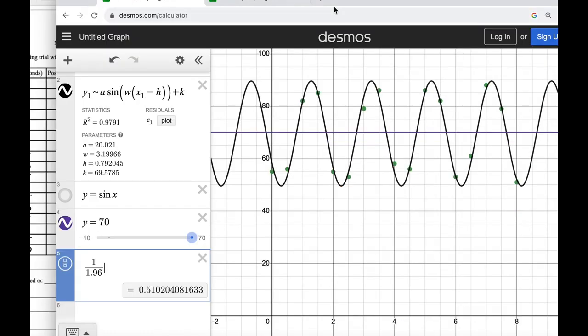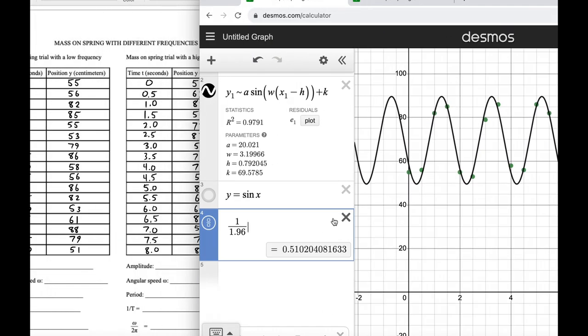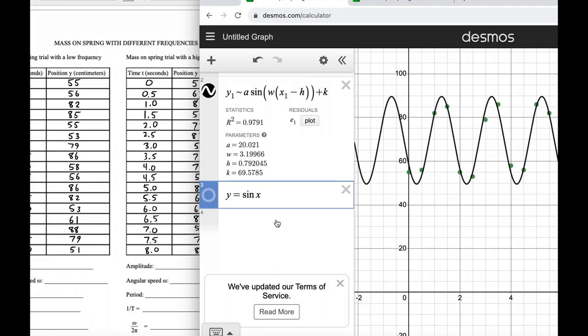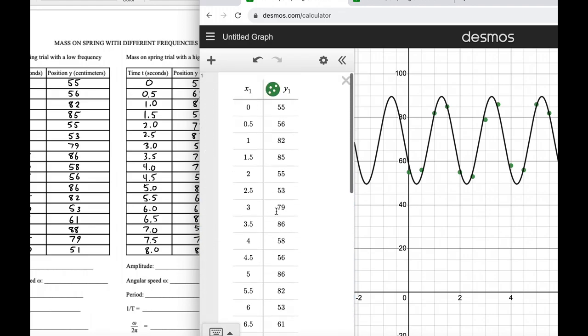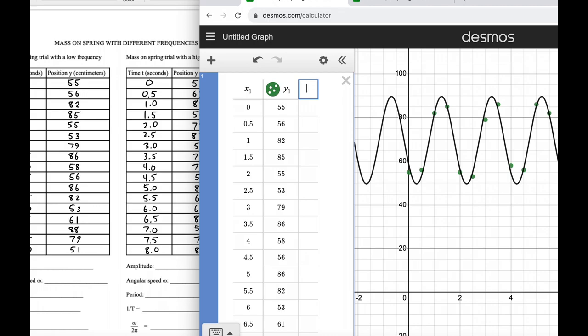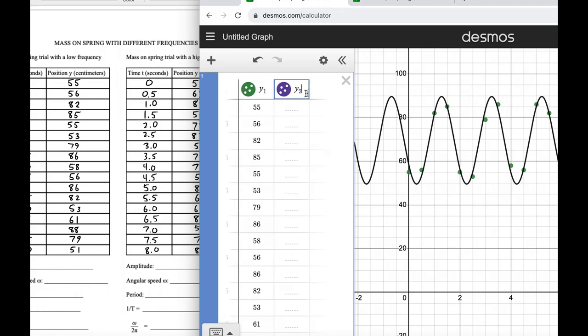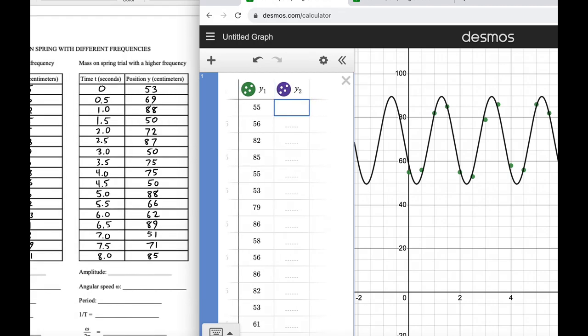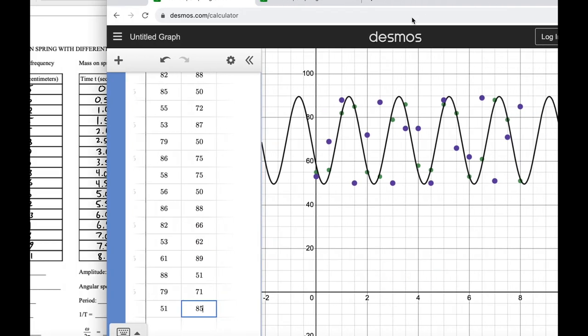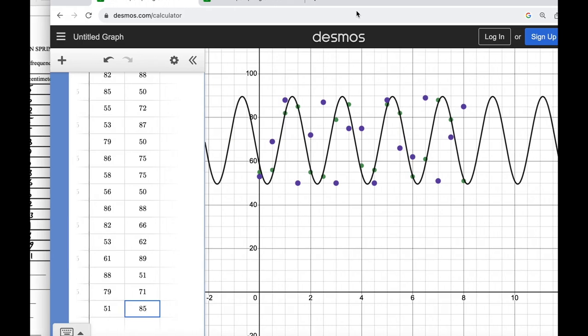Okay, let's go back to Desmos. What I'll do is I'll just go to a new column here, and we'll make a Y2. Okay, so let's see, 53, 69, 88. Okay, there's my data. Doesn't look like much right now, but let's try the regression on it.